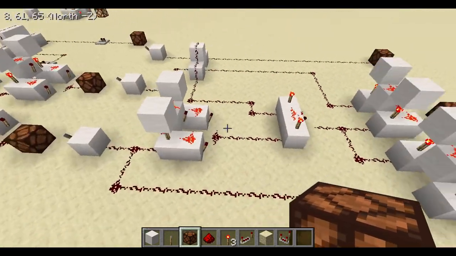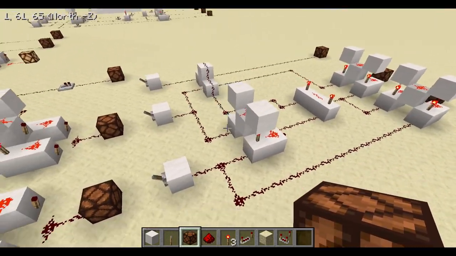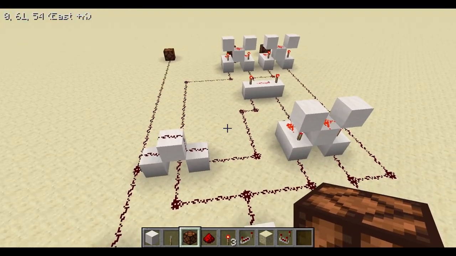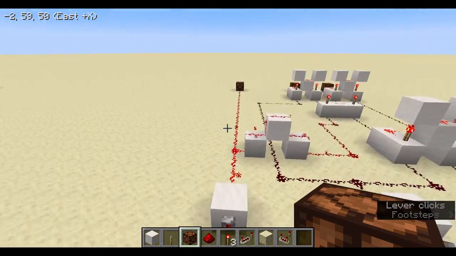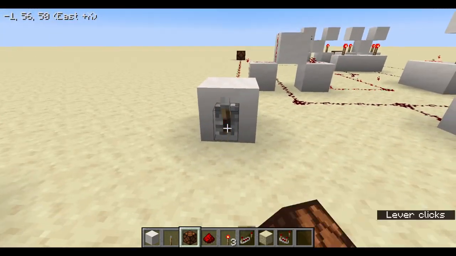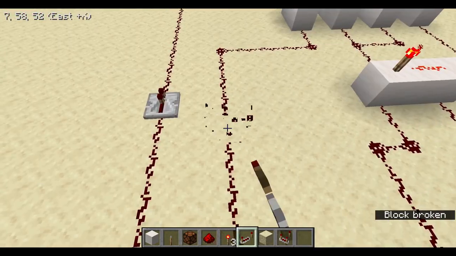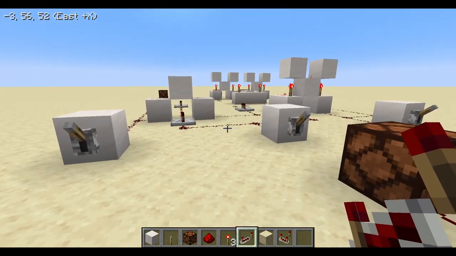Okay, I think I made the second one. I'm not entirely sure, so I need to test it. Okay, so if this is on, wait, oh, I need to put repeaters in. Just 3 more to go.